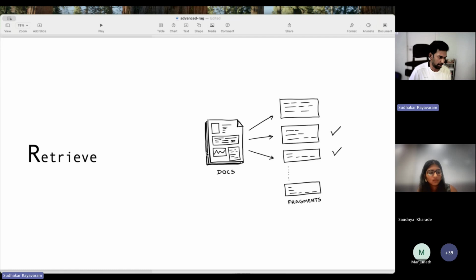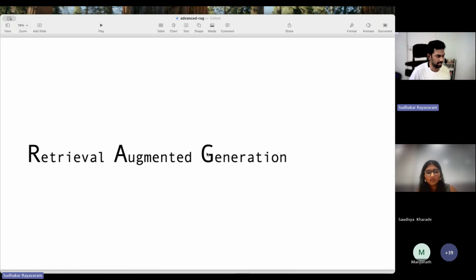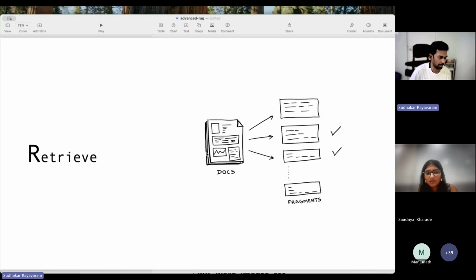What is retrieval augmented generation? It's very simple. It's basically all three words, right? If we understand those three words, then we will know what RAG is. So retrieve: basically assume that you have a lot of documents. You have to retrieve the right fragments from it for the LLM to answer your questions correctly.